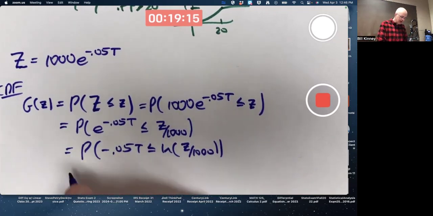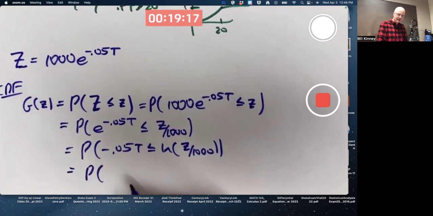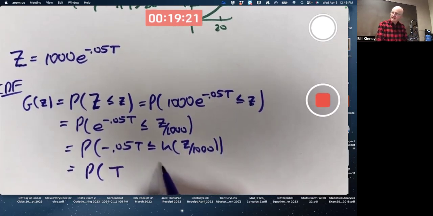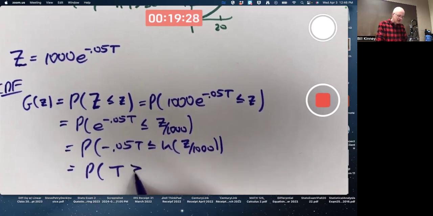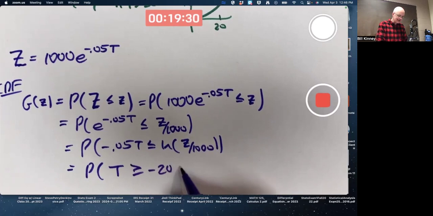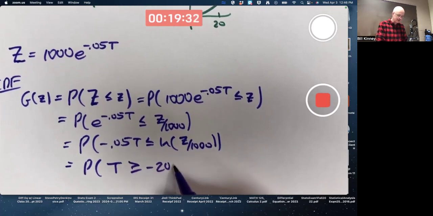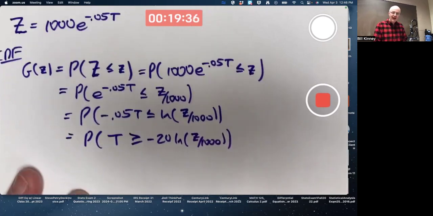Now we're almost solved for capital T. Divide both sides by negative 0.5, which is equivalent to multiplying both sides by negative 20. 1 over 0.05 is 20. But the inequality does change direction when you do that, because I'm dividing or multiplying both sides by a negative number. But that's okay.